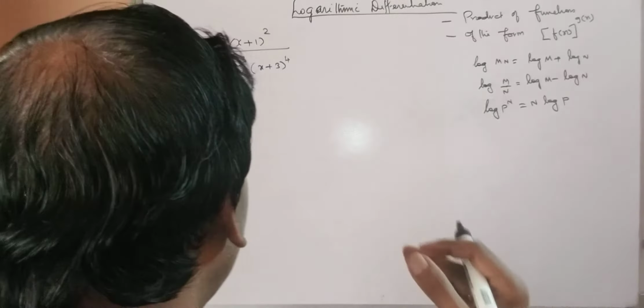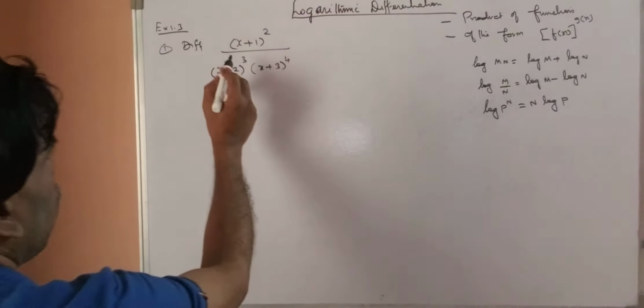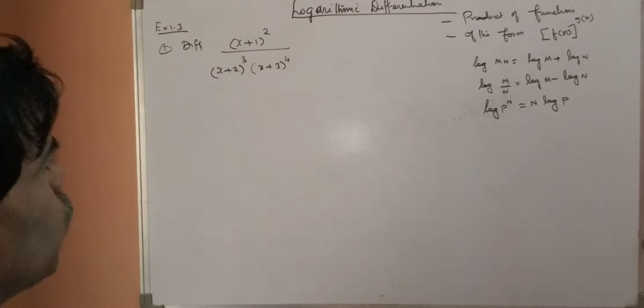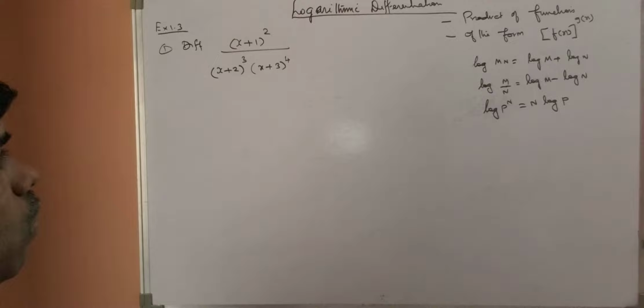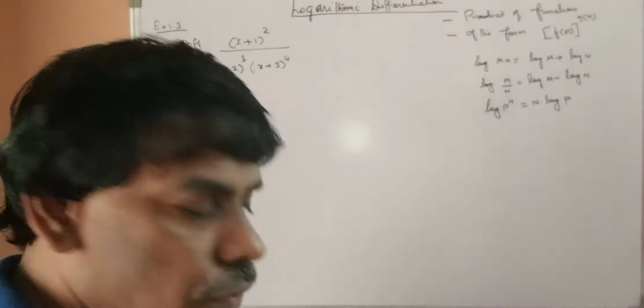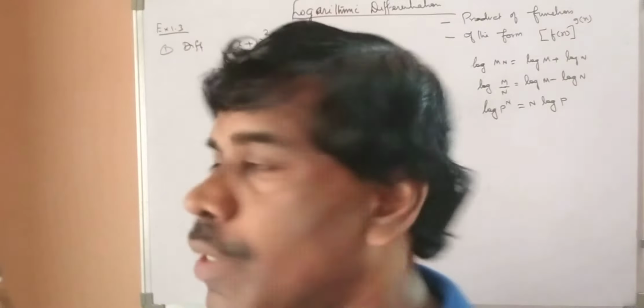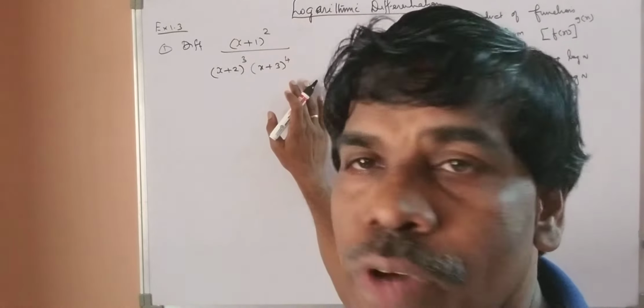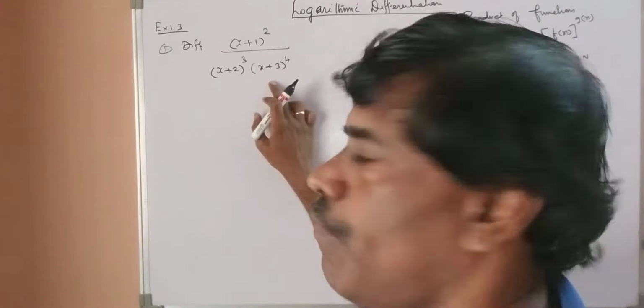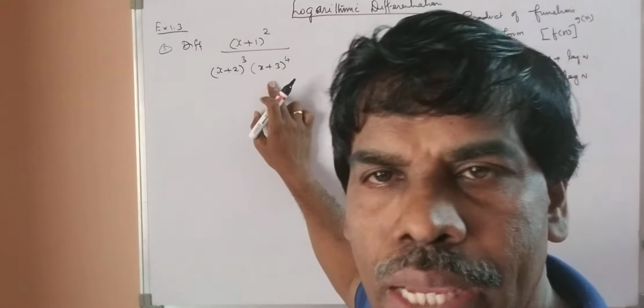Now I will give one type. First of all, differentiate (x plus 1) the whole square upon (x plus 2) the whole cube into (x plus 3) the whole raised to 4. Now look at this. Even though it is the u upon v formula, and again the uv formula is there, it is better to take log.